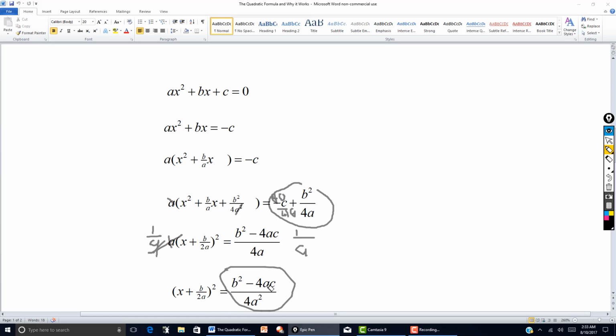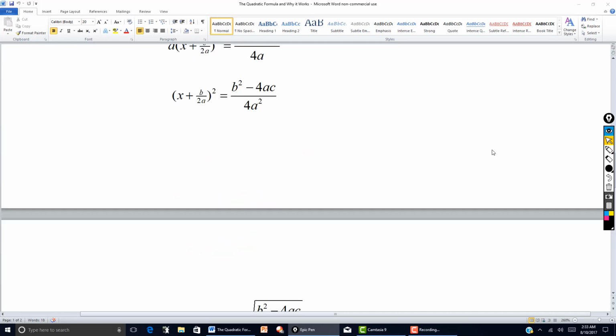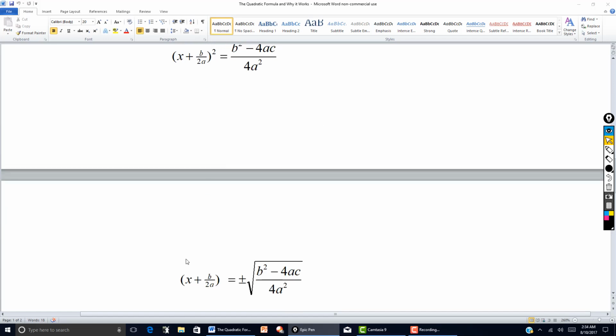Clear this. Okay, so in the next step, I take the square root of both sides, plus or minus. The left side I just get x plus b over 2a, and then over here I get the plus or minus, and I get this. Okay, and then remember the 4a squared is a perfect square, so if I take the square root of the numerator over the square root of the denominator to simplify this radical, then this just gives me this. Instead of the radical here, I just got 2a.